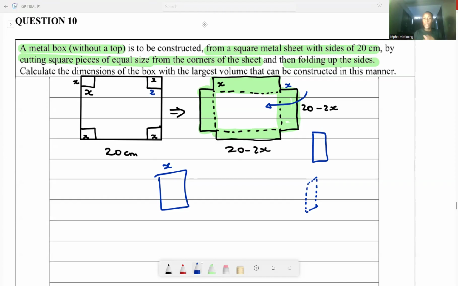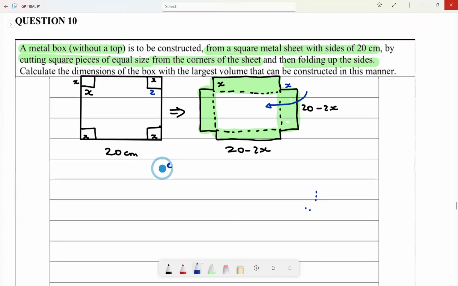So this is what I want you to be cautious of. Okay, we can now remove you. So this will now become my height. The x will become my height.